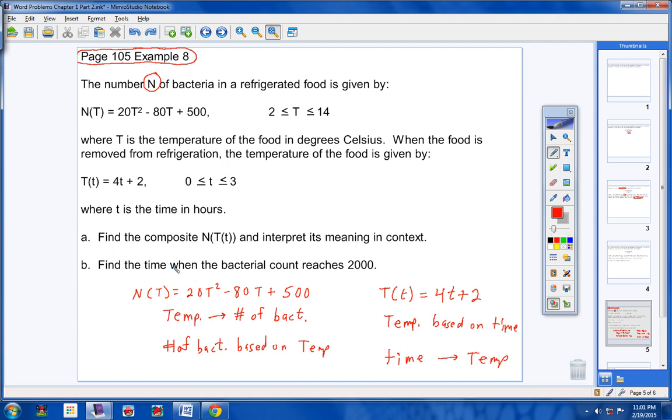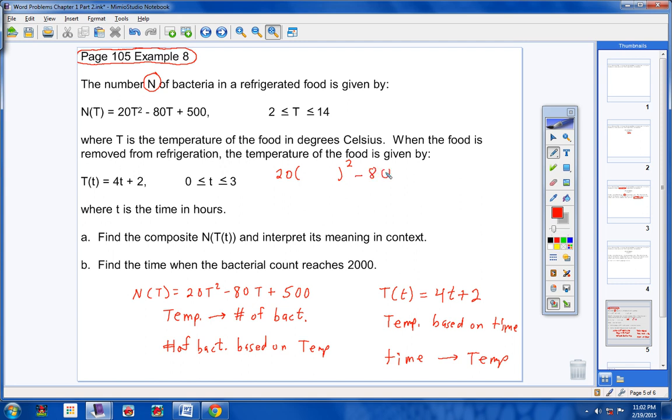Now, step 1, letter A says, find the composition or the composite of n of T of t. So we have our n function and then our T function. We're going to find the composition. No big deal. Piece of cake. Are you ready? Here we go. First of all, students, understand my first letter in my composition is N, so I'm going to write the N function. Everywhere there's a t, I'm going to put a really big parentheses.